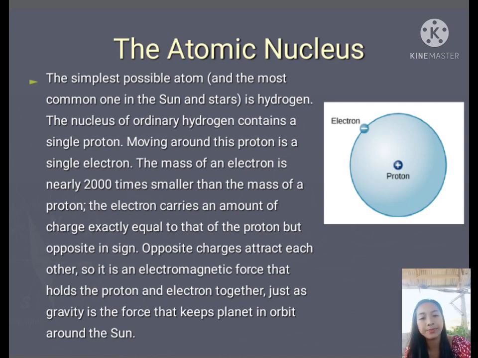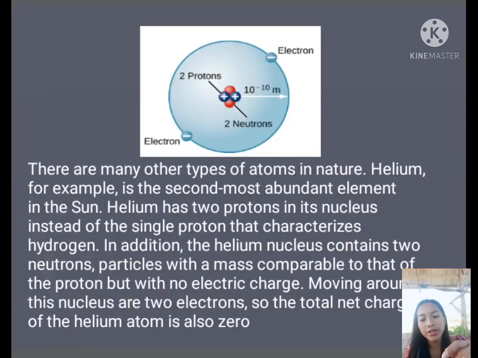So there are many other types of atoms in nature. Helium, for example, is the second most abundant element in the sun, since the first is hydrogen. Helium has 2 protons in its nucleus instead of the single proton that characterizes hydrogen. In addition, the helium nucleus contains 2 neutrons, particles with a mass comparable to that of the proton but with no electric charge.